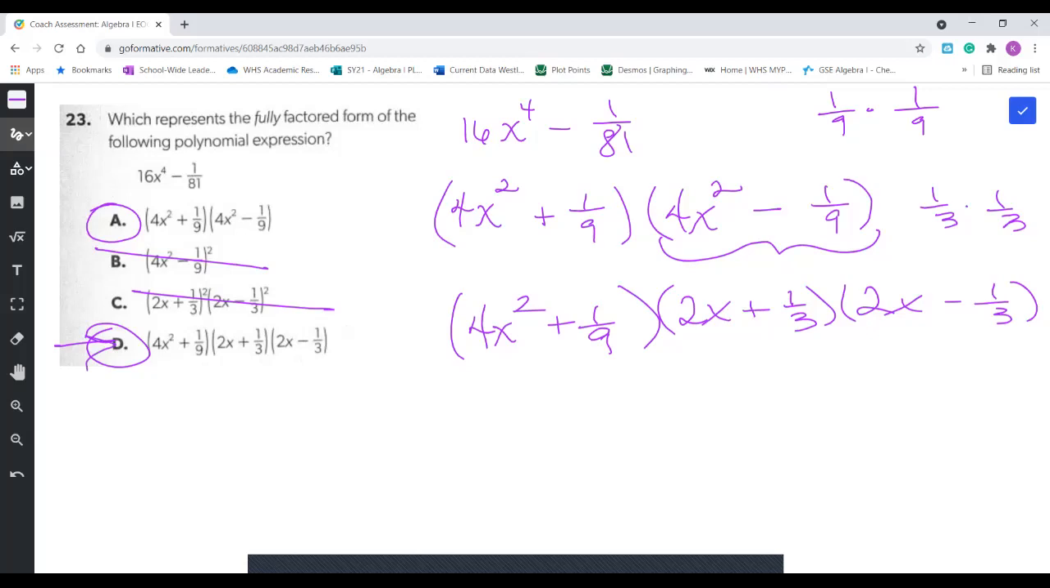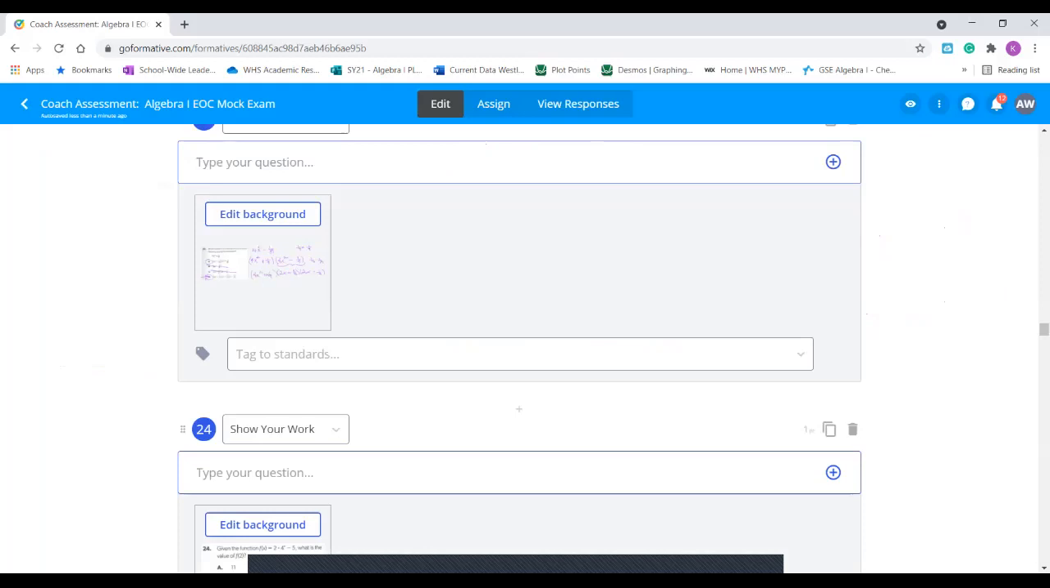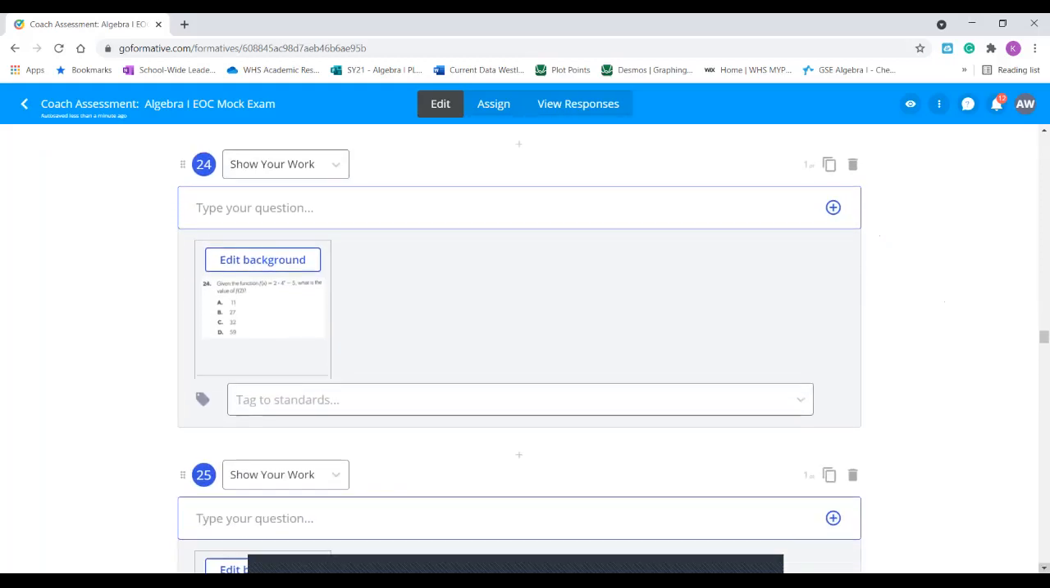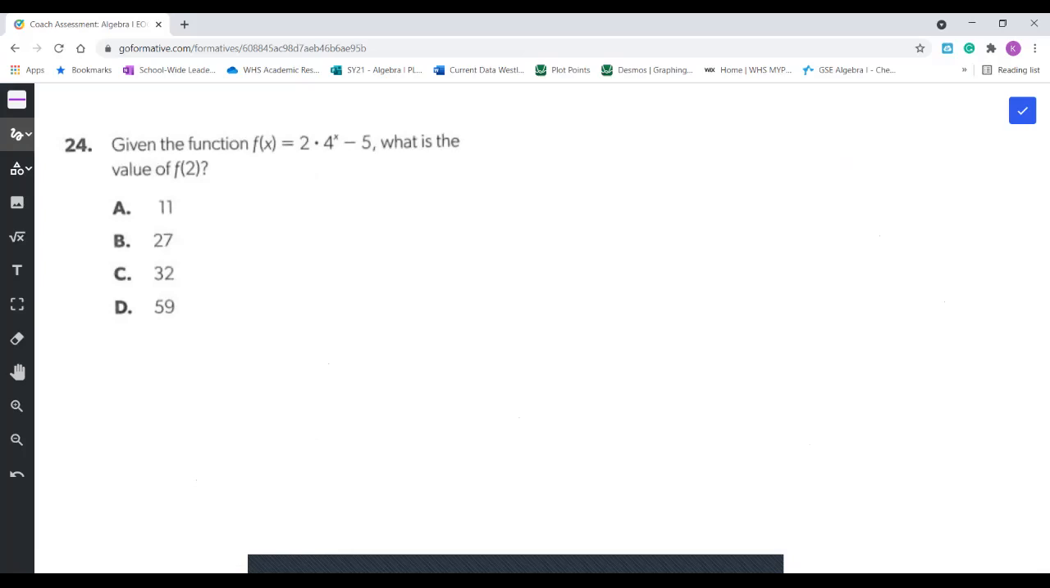Okay, again, 24. Given the function f of x equals 2 times 4 to the x power minus 5, what is the value of f of 2? Young people, all you have to do is wherever you see an x, you plug in a 2. So we're going to say f of 2 equals 2 times 4 to the 2 power. Sorry, I try to do parentheses and then I don't know. My brain is tripping. Let me drink some water.